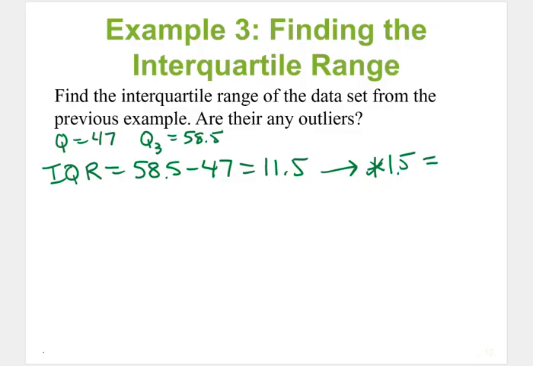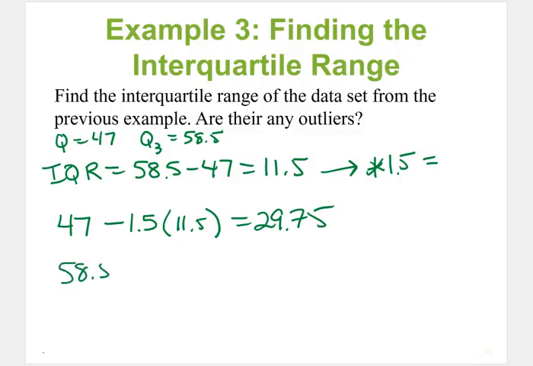Because when you want to find the outliers on the low end, you're going to take Q1, which is 47, and subtract 1.5 times that 11.5. That's going to give you your low end, which turns out to be 29.75. So anything below 29.75 will be an outlier. Then you're going to take Q3, which is 58.5, and add 1.5 times 11.5. That is going to give you 75.75, and anything above that will be an outlier.